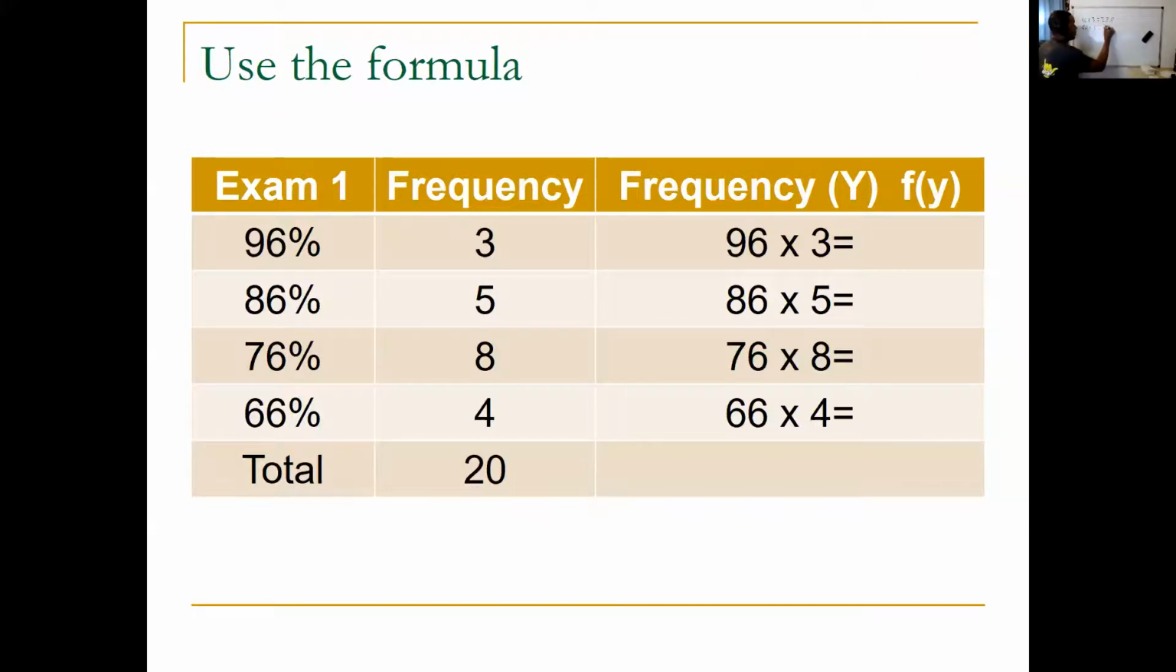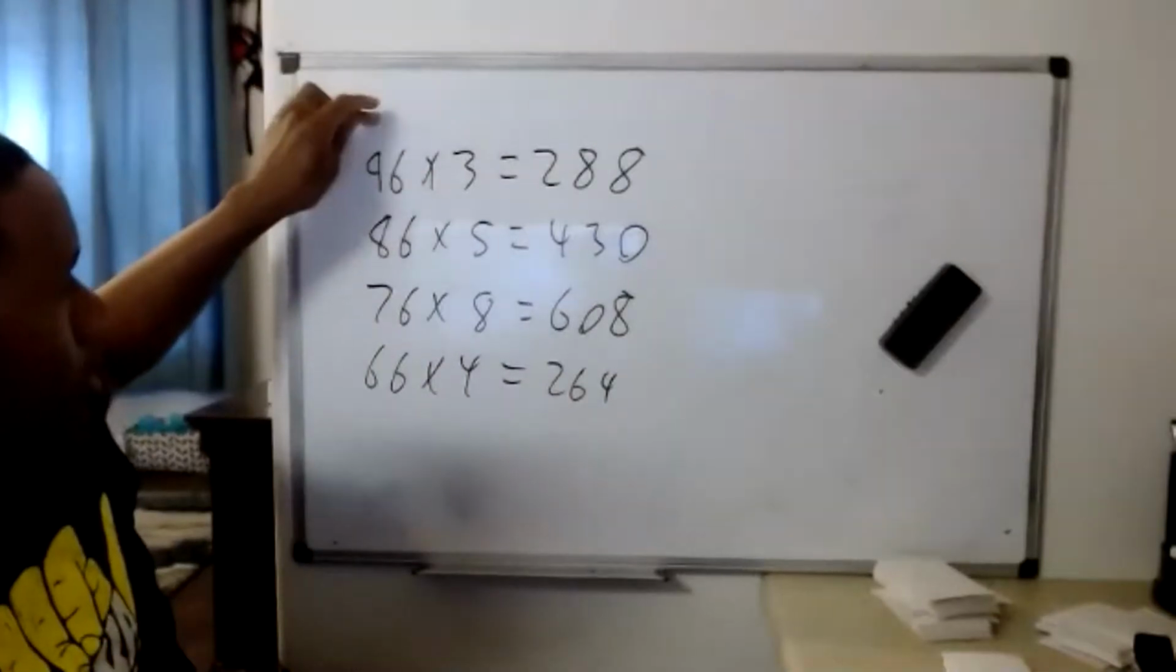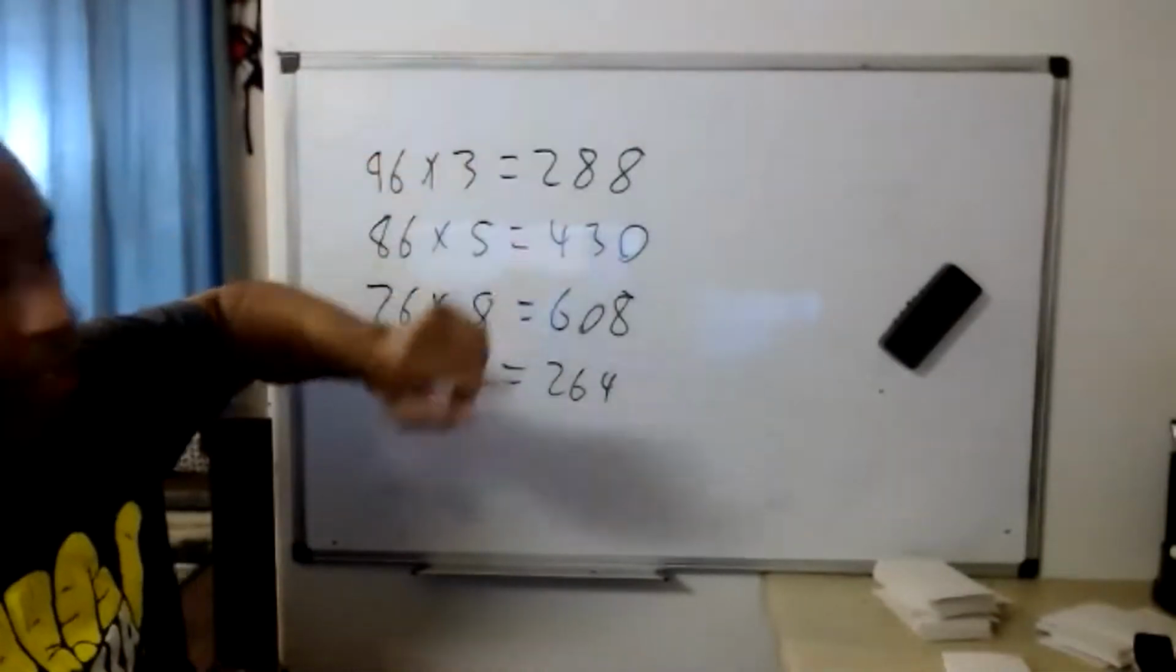Then you're going to get 430. Next one, 76, you're going to multiply it by 8, and you're going to get 608. Then you're going to get 66 times 4, and you're going to get 264. Okay, so these are the numbers that we need. We multiplied the raw score by its frequency to give it its proper weight.